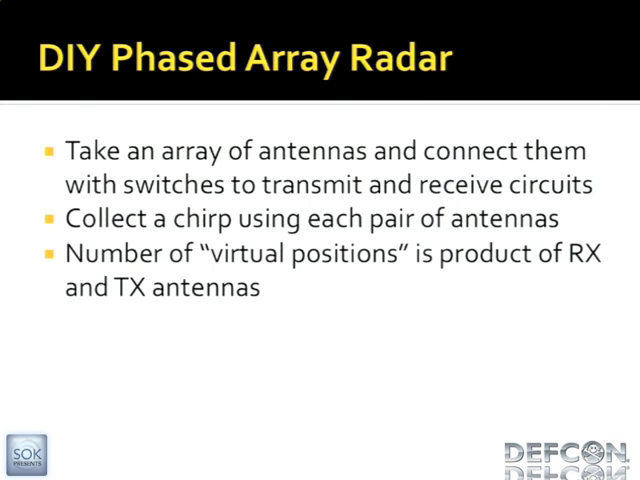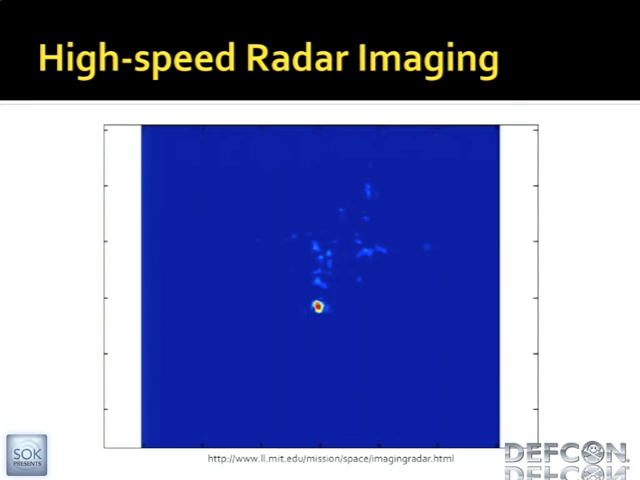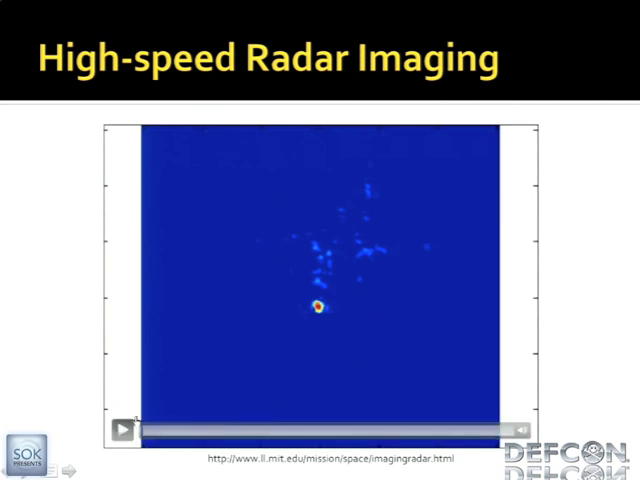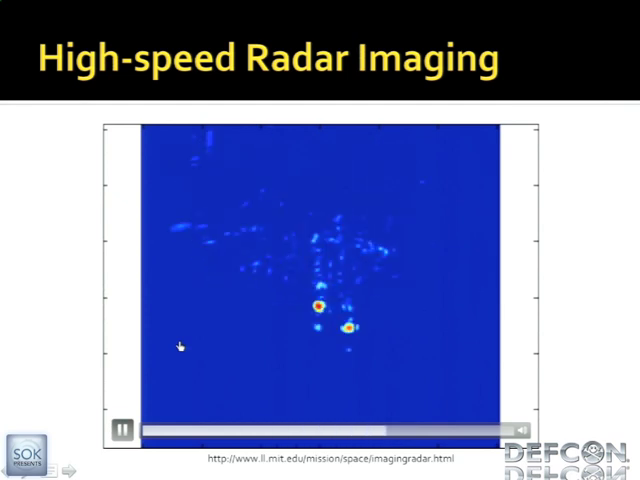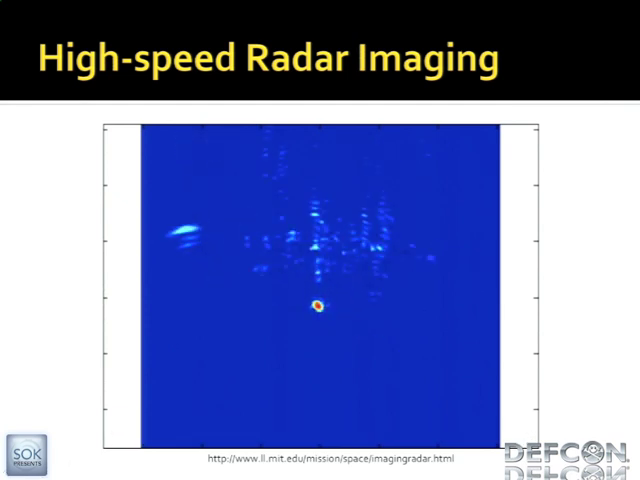I have a video here of something that's actually been built by MIT. They built a phased array radar system designed to capture images at 10 hertz. We have a metal ball in the middle, and they rolled another metal ball past it, and you can see it rolling past in real time. It's pretty neat. You see that little dot just come past. And this is pretty fast.